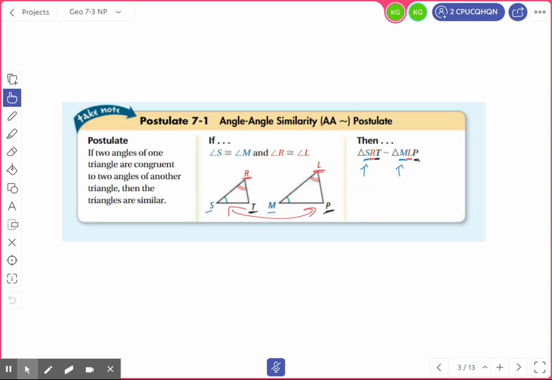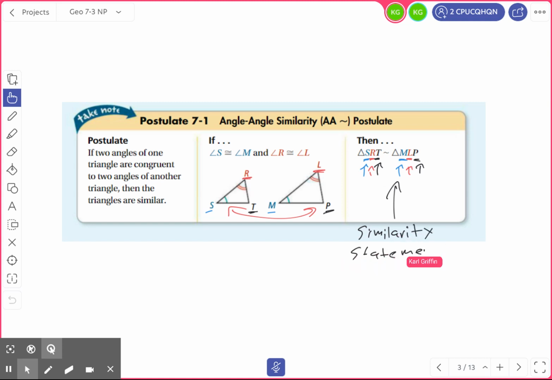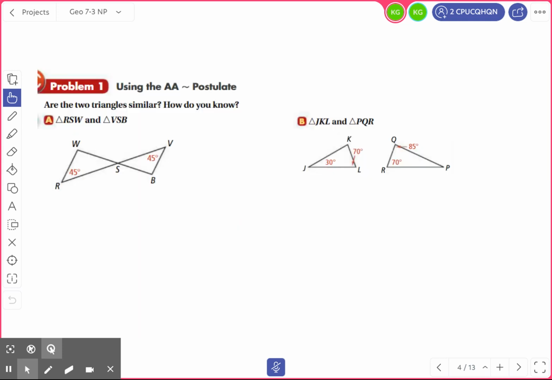First, second, or third. Just like when we did triangle congruent statements. This thing over here altogether is called a similarity statement. And you'll notice it has the similarity symbol in the middle. So how do we use this? Well, if we want to show that 2 triangles are similar, all we have to do is show 2 angles are congruent.